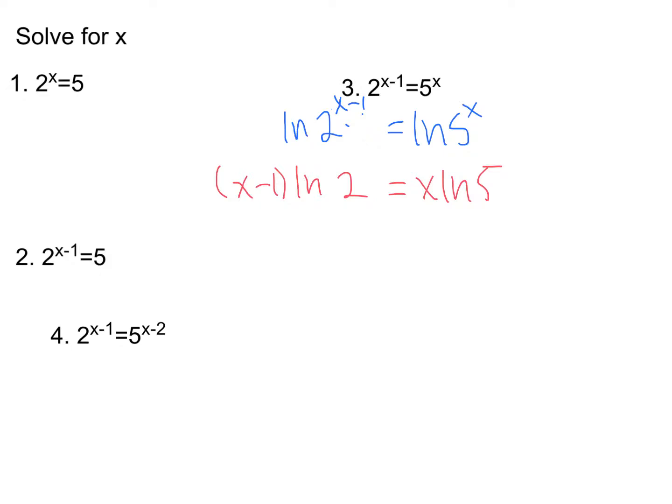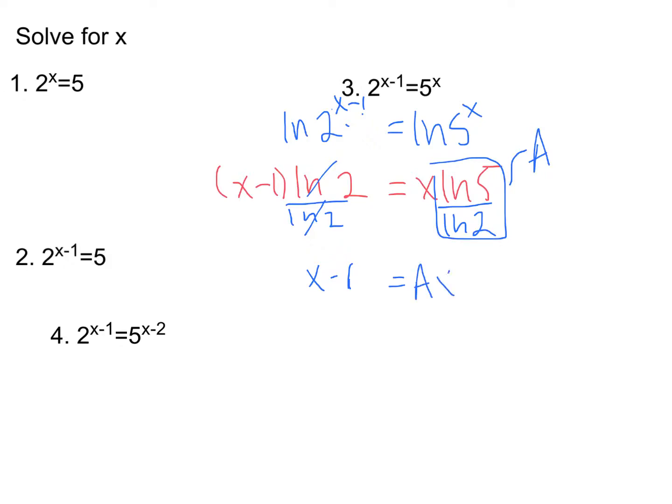So we can go ahead and divide by the natural log of 2 on both sides, and when we do that, it'll cancel there, and here we'll have natural log of 5 divided by natural log of 2 times x. And you can compute this value. I'm not going to compute it right here. We're just going to call it a for the ease of the problem. So what we've got now is x minus 1 times ax.